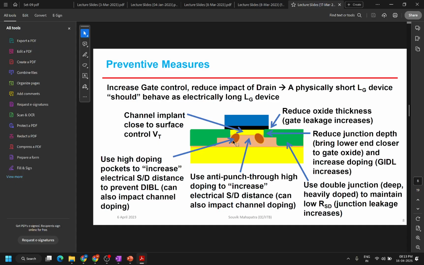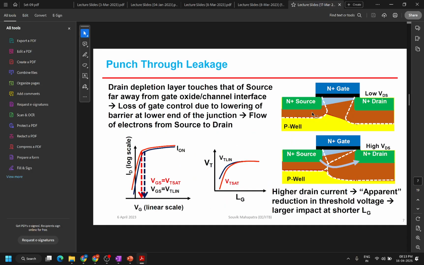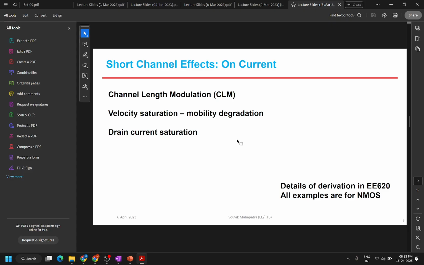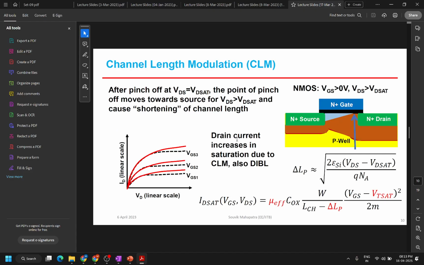What they do is they create regions here which block your source and drain effect from coming to this region. There are these pockets where doping is very high. They reduce the effect of the source and drain going through them. Then next is your channel length modulation.